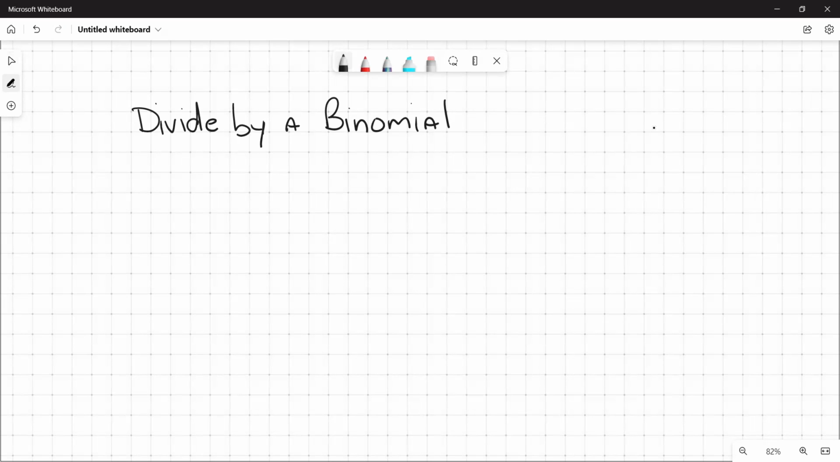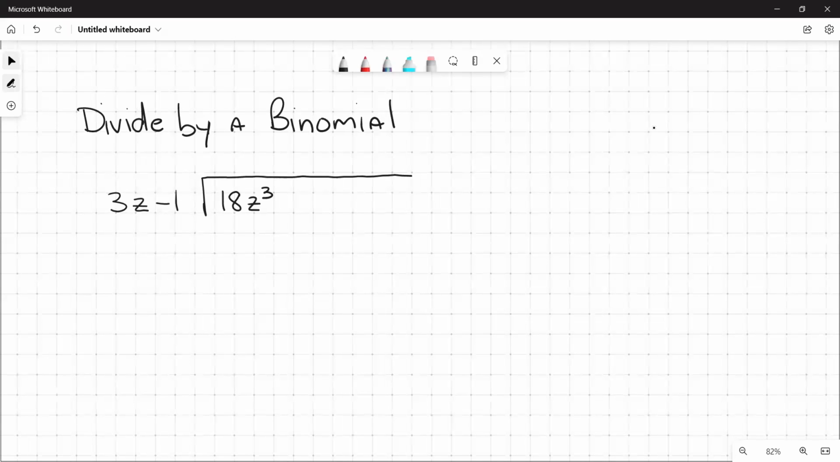So let's say that we got to divide something like 3z minus 1. And look, it's going into 18z to the third. Now, I want to stop right there and move over here. You can write this or not write this if you want. Here's how the problem will be shown.